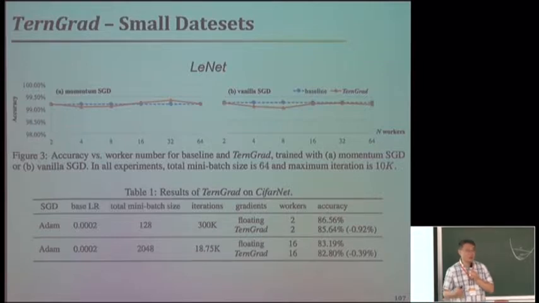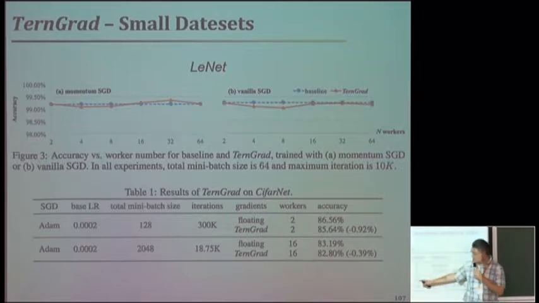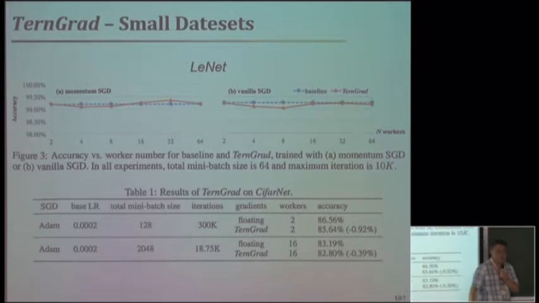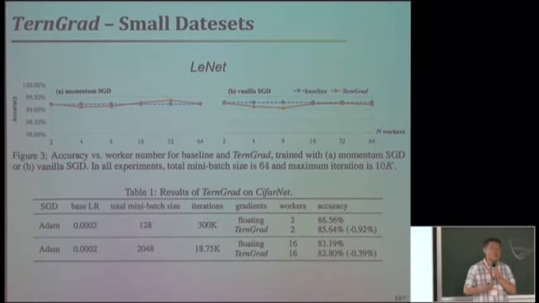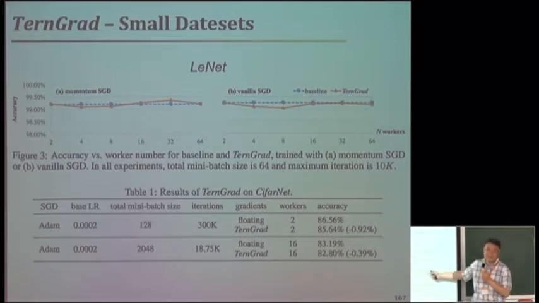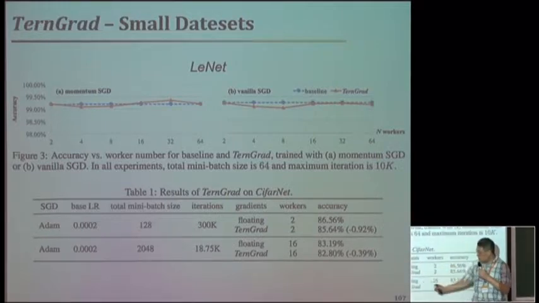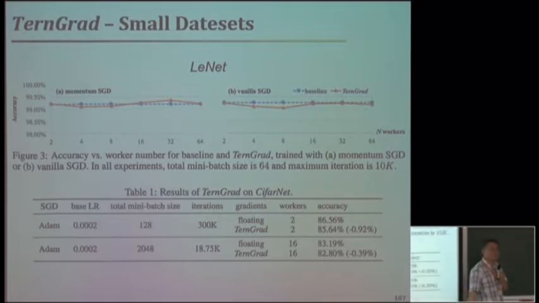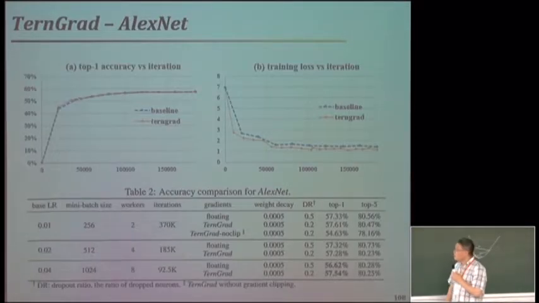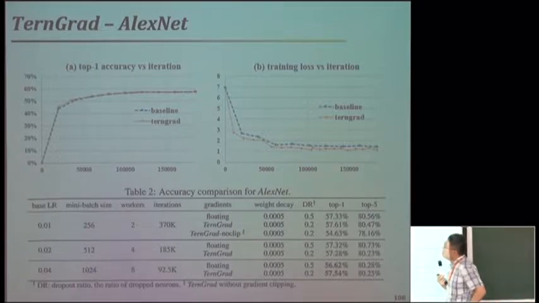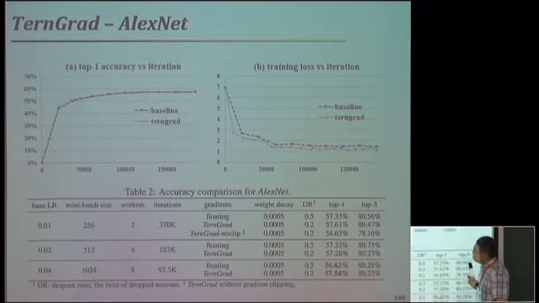Okay, but we have not compared the result with 16 to 2. That may be interesting to see how we can improve this, but now we all know that increasing the number of workers for floating point values is actually going to reduce that. This is accuracy versus the iteration.